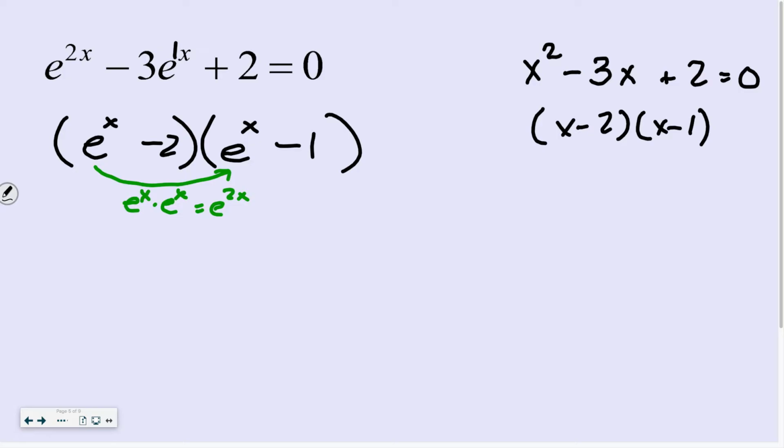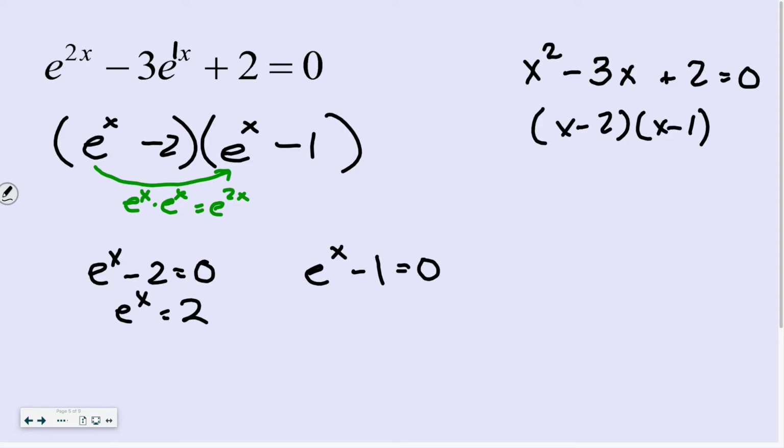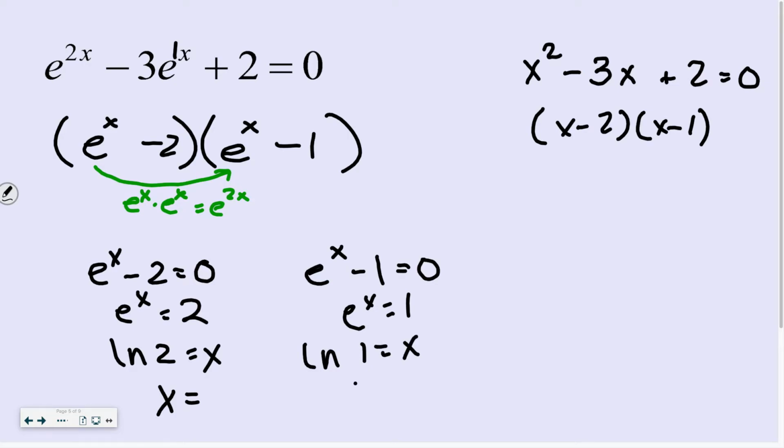Set your factors equal to 0. So now set each factor equal to 0 and solve for x. e to the x minus 2 equals 0. e to the x minus 1 equals 0. I'm going to have to isolate my base raised to the exponent. So I have e to the x equals 2. I can rewrite that. That's the natural log of 2 equals x. I can type that into my calculator. And then I'll do the same thing over here. e to the x equals 1. That's the natural log of 1 equals x, which I know has to be 0. Anything to the 0 equals 1.